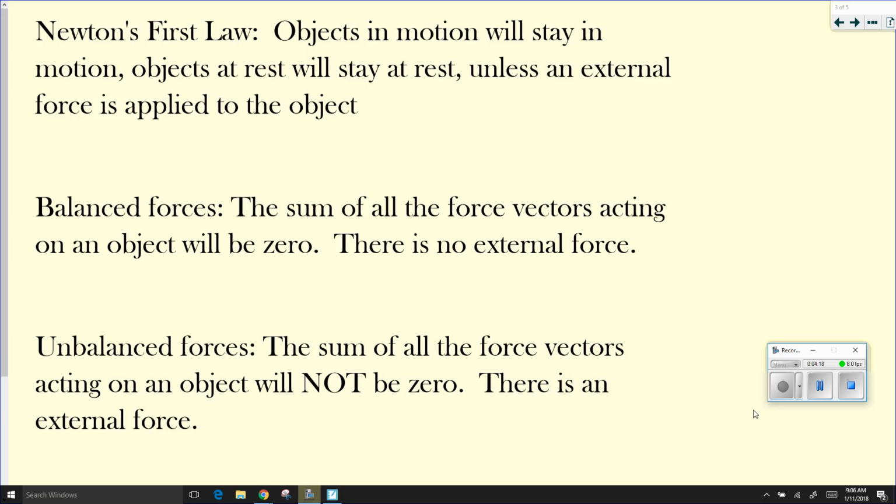Take a moment, pause the video, make sure you have these two definitions written down. These definitions also appear on the introduction page on Schoology.